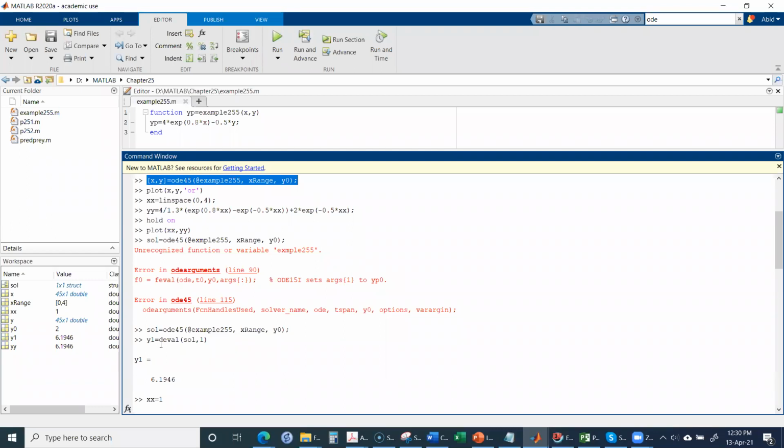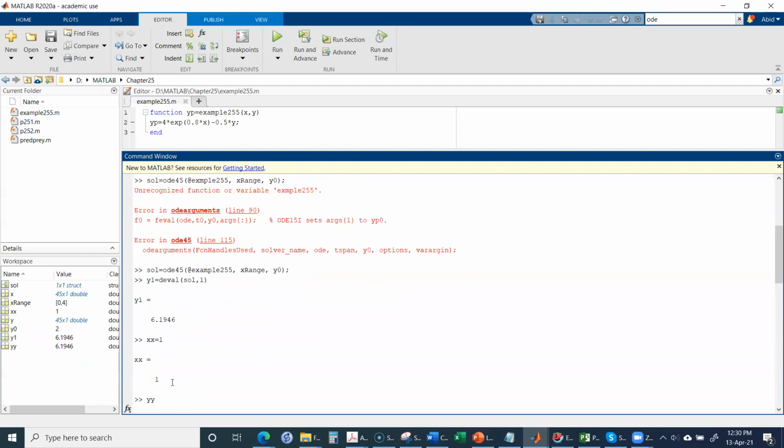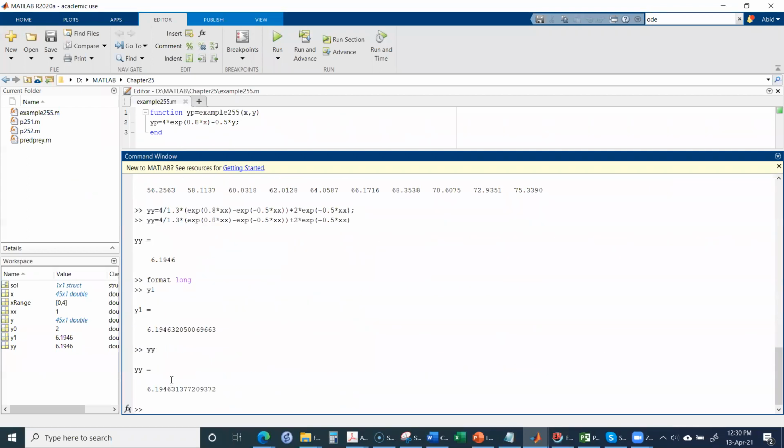This structure of the solution can be evaluated at different values. I just took, for example, x is equal to 1 and found the value 6.1946. When I compared this with the analytical solution, which was also 6.1946, and formatted it to a longer version, this is 6.194632 and this is 6.194613. So there is some difference, but up to at least 5 decimal places, both values are the same.